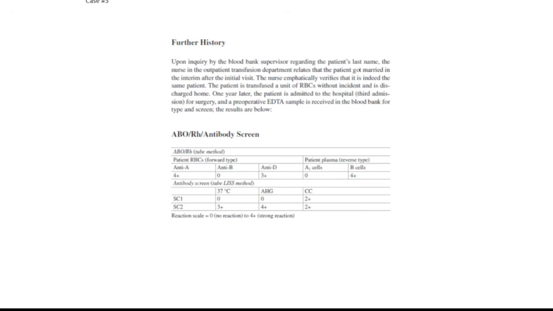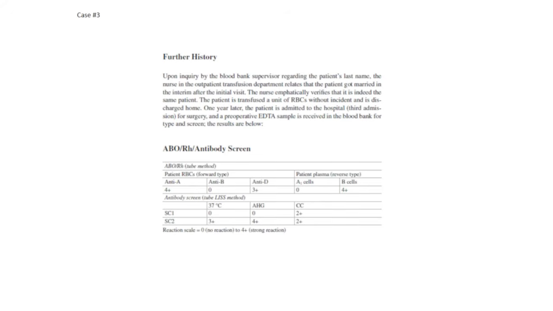So we have further history here. Upon inquiry by the blood bank supervisor regarding the patient's last name, the nurse in the outpatient transfusion department relates that the patient got married in the interim after the initial visit. The nurse emphatically verifies that it is indeed the same patient. The patient is transfused a unit of RBCs without incident and is discharged home. 1 year later, the patient is admitted to the hospital. Now it's the 3rd admission for surgery, and a preoperative EDTA sample is received in the blood bank for type and screen. The results are as below.